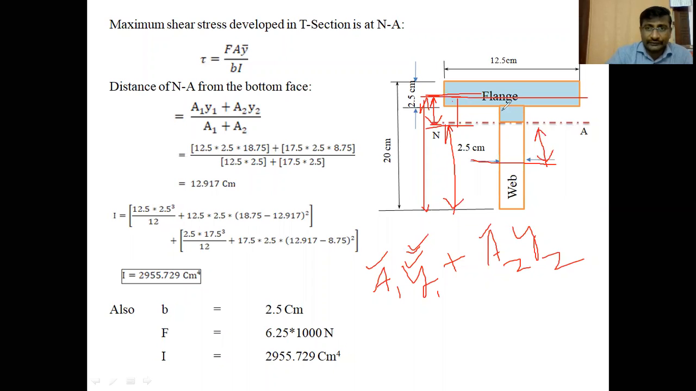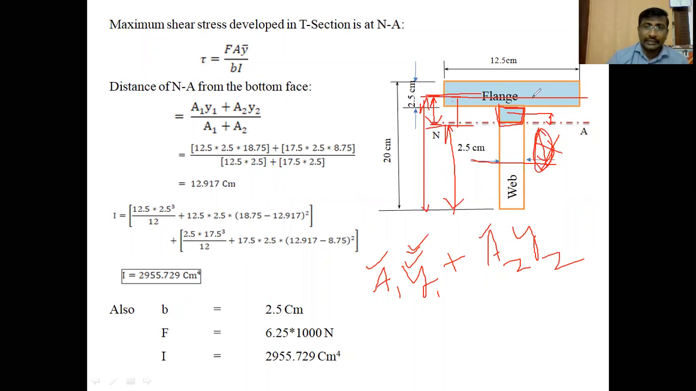That is the A2, it is not the total web area. This is the shaded web area. This is not the distance. It is not Y2. Y2 means the distance of center of gravity of the shaded portion from neutral axis. This is the Y2. Sorry, we should not take the total web. We should consider the area above the neutral axis. So A2 is the second area, which is above the neutral axis.